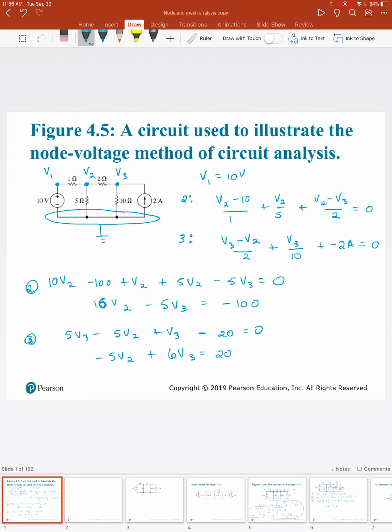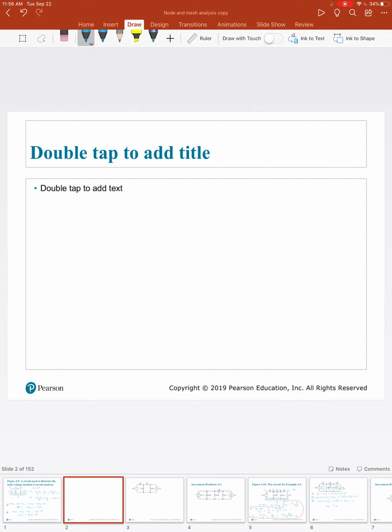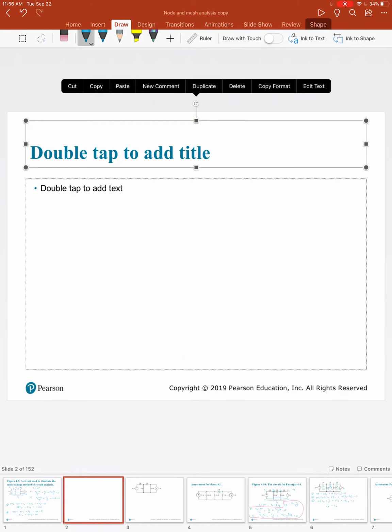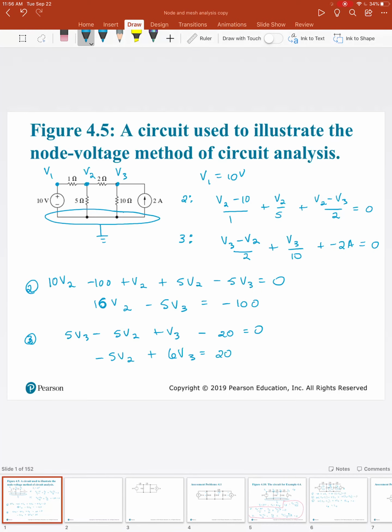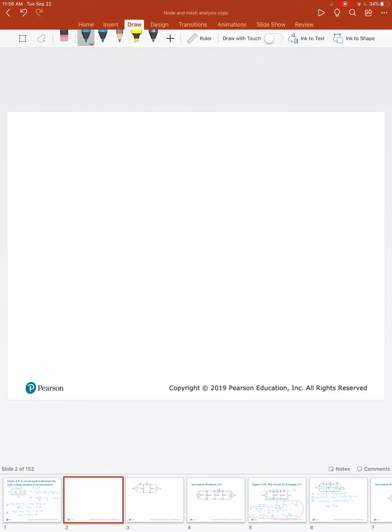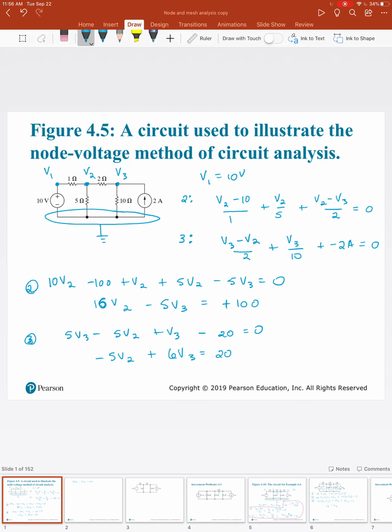Let's copy these equations over on the next page, and I'll go ahead and work this one out for you. So going back, I had 16 V2 minus 5 V3. Oh, and this should have been plus. Just caught a math error. 16, 5, and 100. So 16 V2 minus 5 V3 is 100. And then the other equation, minus 5, 6, and 20.